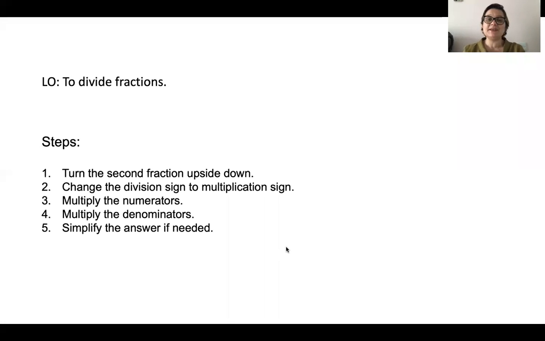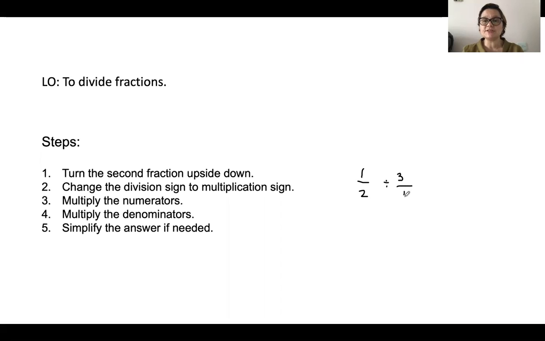Hello, today we are going to learn how to divide fractions. Here you have a set of steps on how to divide fractions. Turn the second fraction upside down. I'll give you a simple example: if you have a half divided by 3/5.